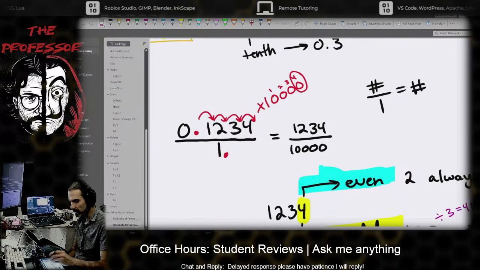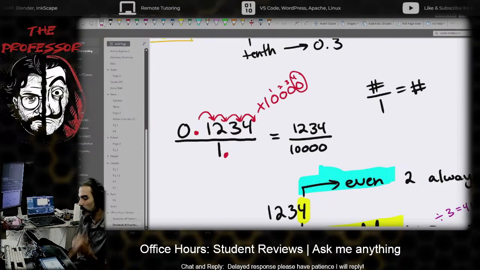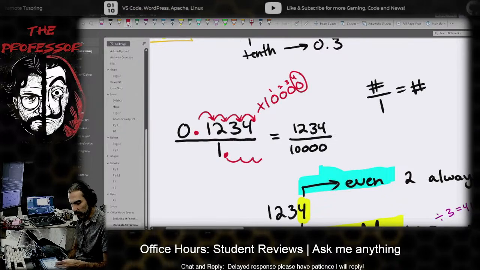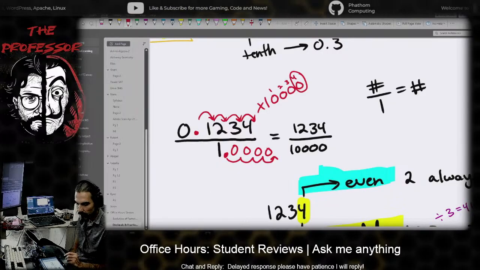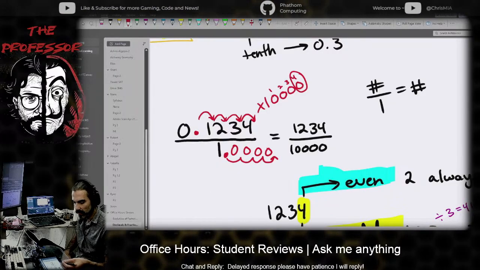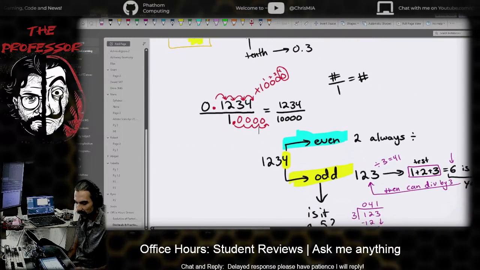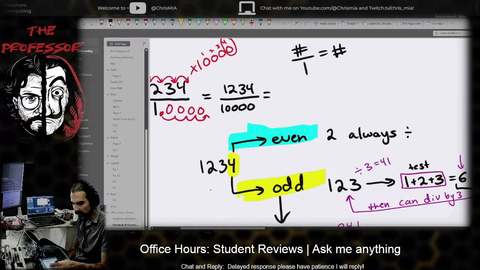So we do the same thing to the top and bottom as we normally do with fractions. We multiply the top, we multiply the bottom. We divide the top, we divide the bottom. But in this case, we're moving 1, 2, 3, 4 times. And we end up with 10,000. Then it's a case of how do we divide? How do we simplify? Because we can simplify and keep it exact.